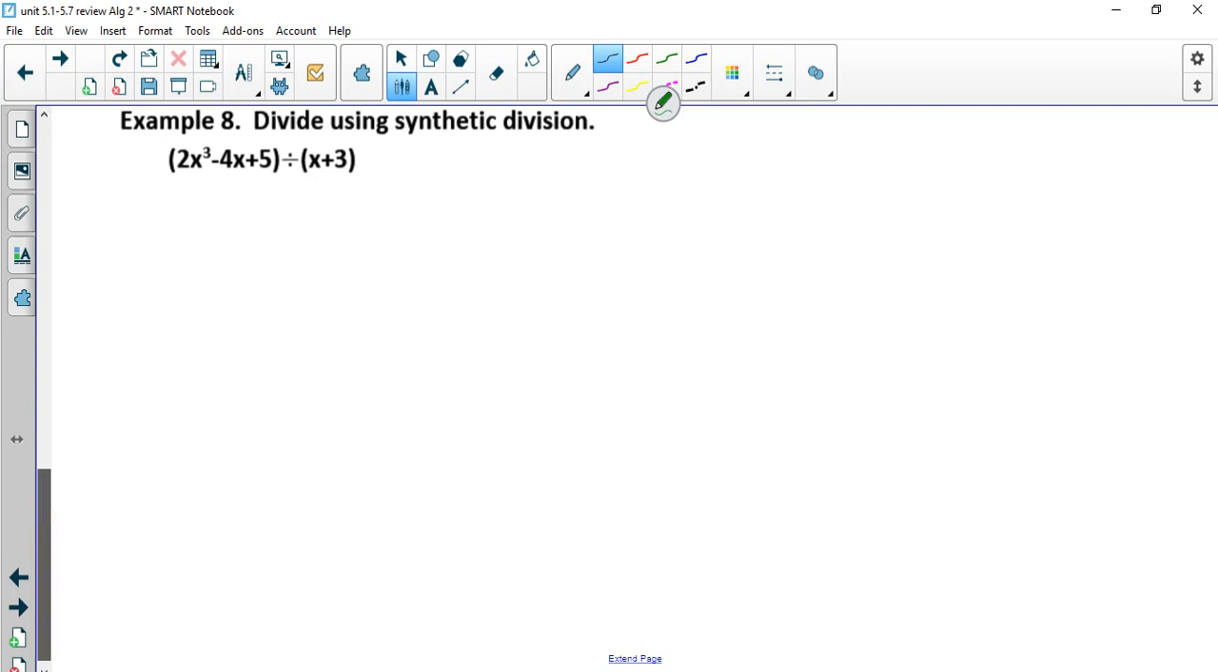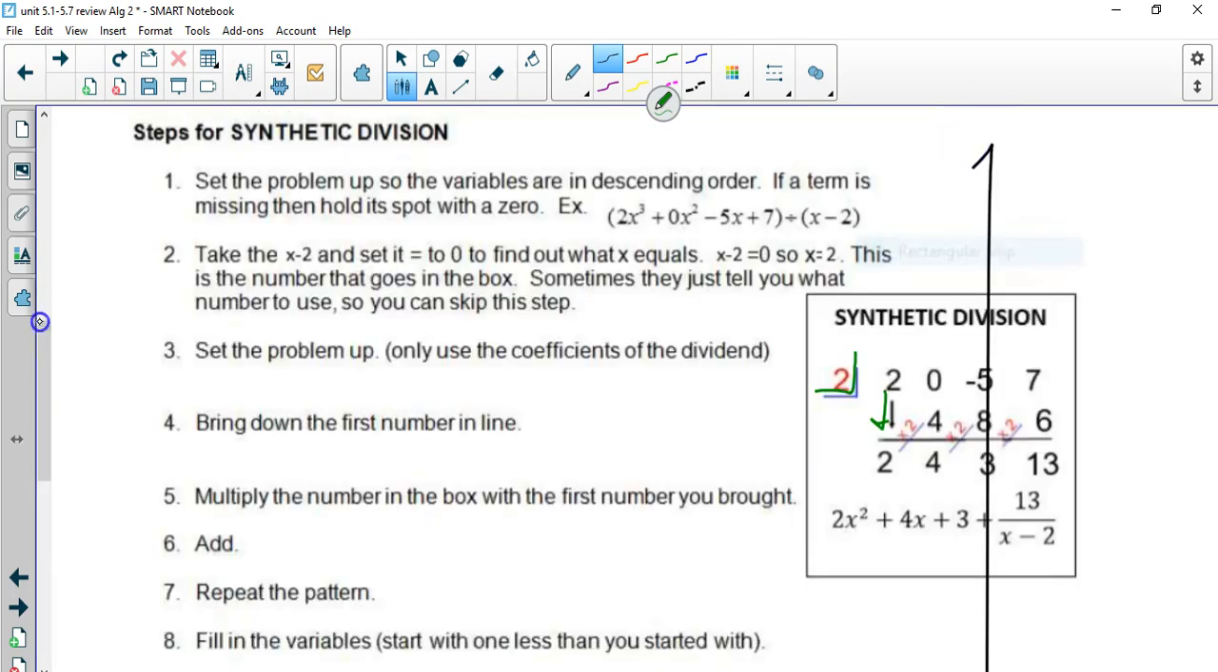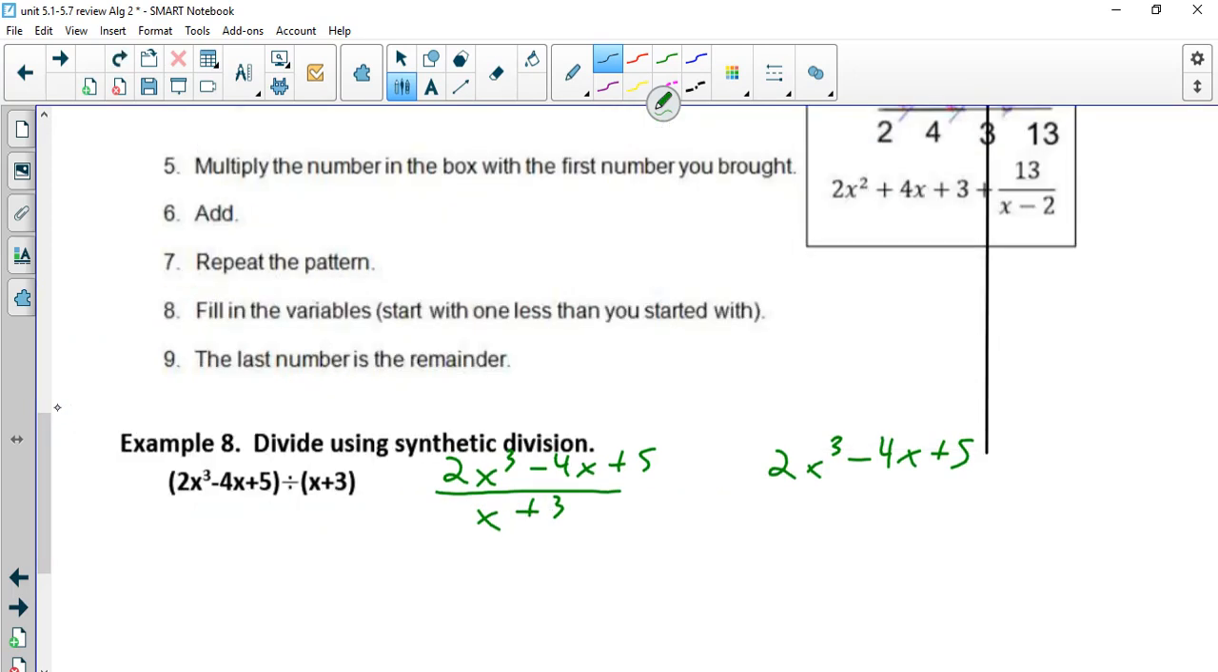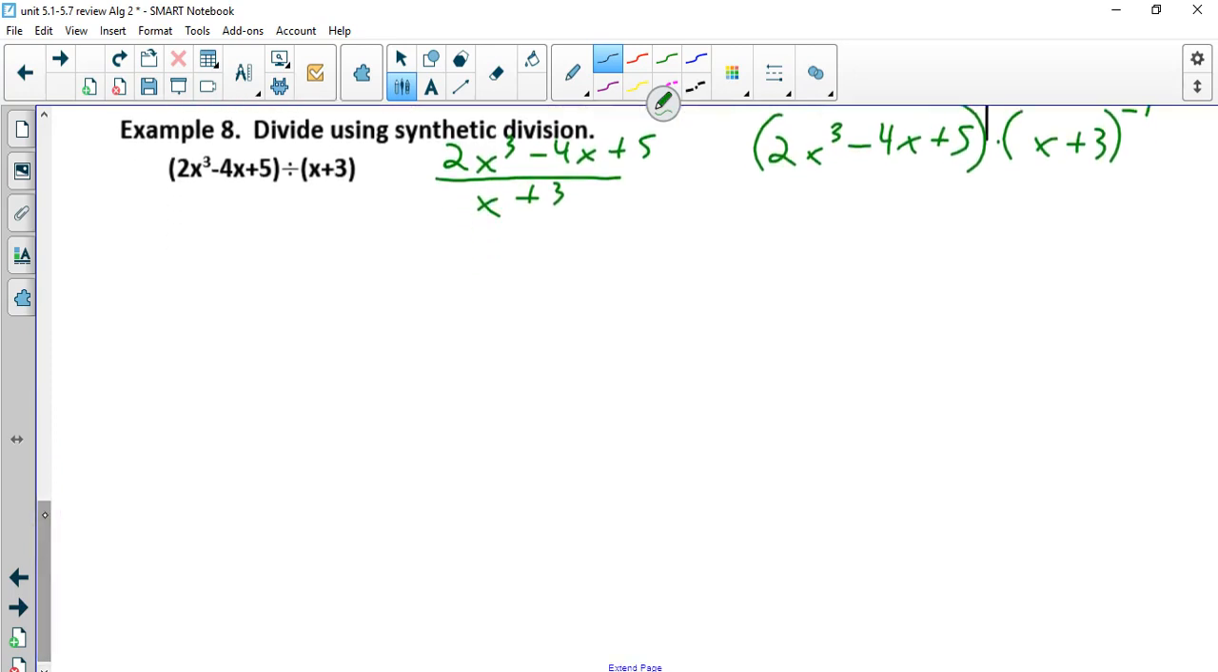Okay, remember, this is the same thing as if you wrote it like this, or if you wrote it like this. They all mean the same thing. Times x plus 3 to the negative 1. They all mean divide by x plus 3. It's just 3 different ways of writing it. Okay. So, I'm going to set this equal to 0 to find out that my number in the box is going to be negative 3.